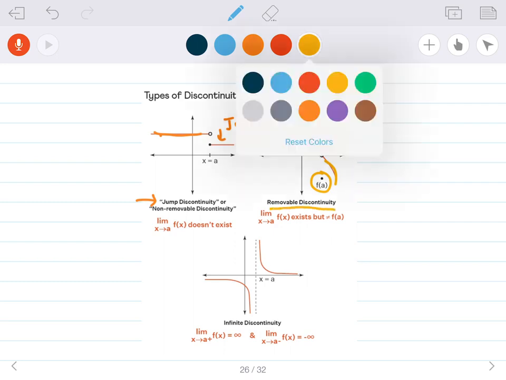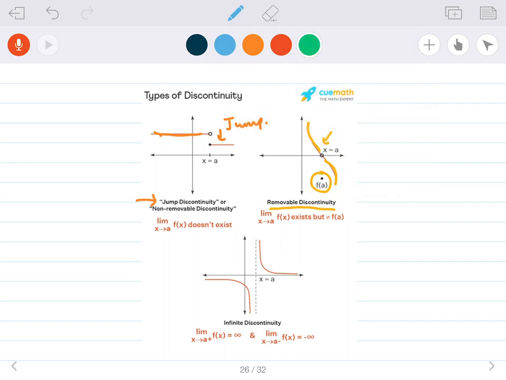So that's a removable discontinuity. And the final one is what we saw with 1 over x squared, and that's the infinite discontinuity. So that's in the case where we have a vertical asymptote. So as x gets close to a value, f of x gets either close to negative infinity or positive infinity.